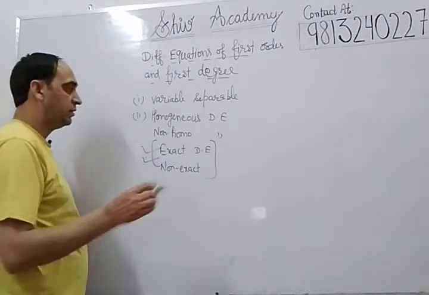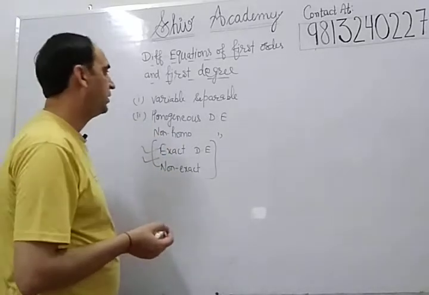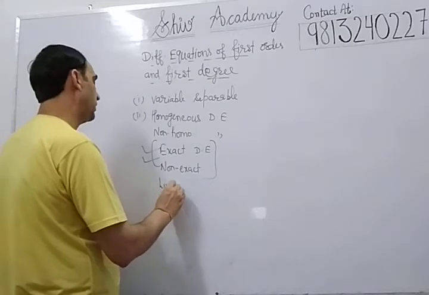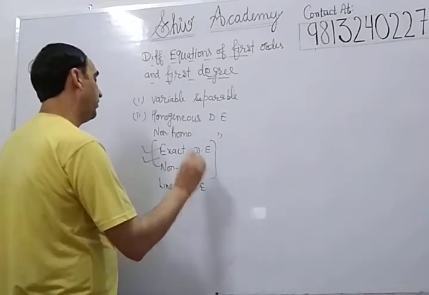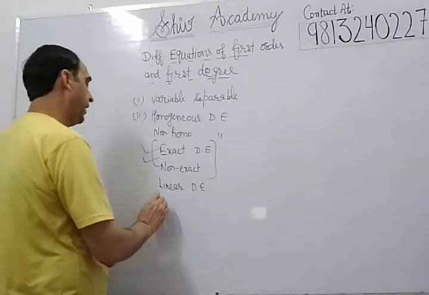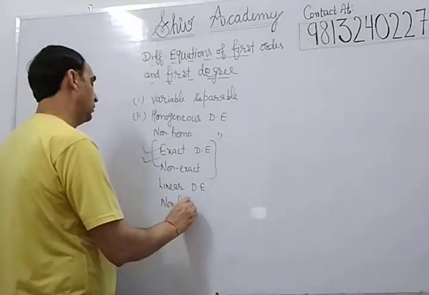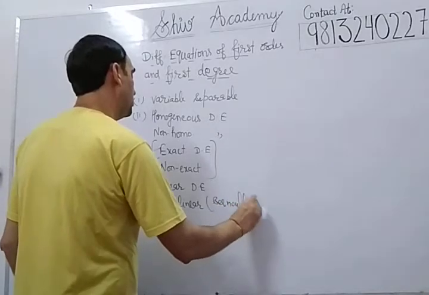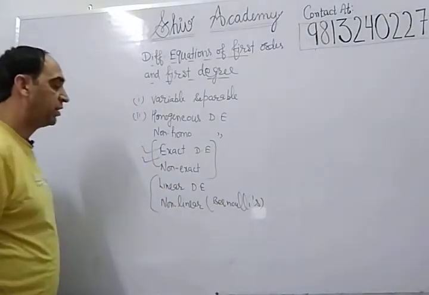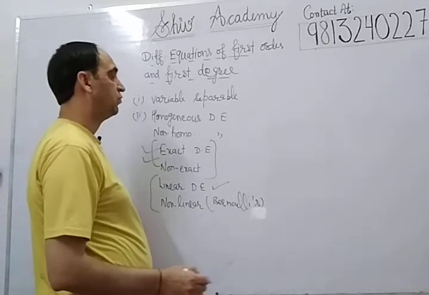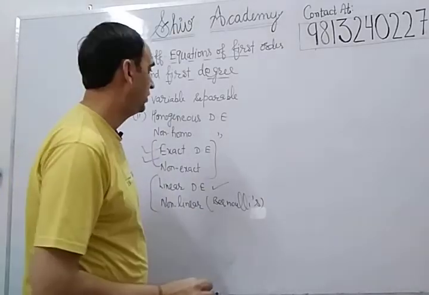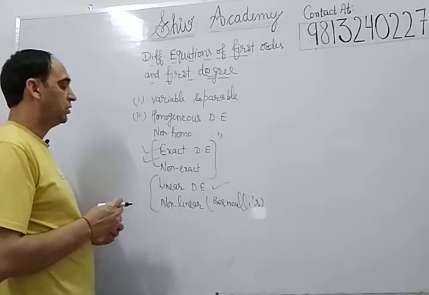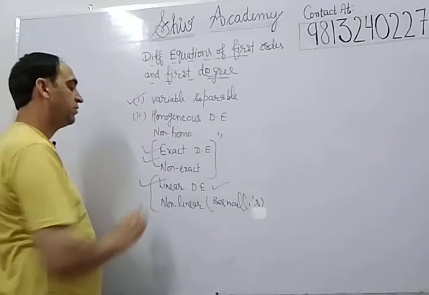And the last two methods are, because I told you how many methods there are, there are a total of 7 methods. So the 6th method is linear, if we have a linear differential equation of first order and first degree, and non-linear, which we call Bernoulli type equations, Bernoulli's equations, which can be converted into the linear differential equation of first order first degree and then again be solved. Okay. So in today's video I will discuss two things. One is variable separable and the other is the linear differential equation.